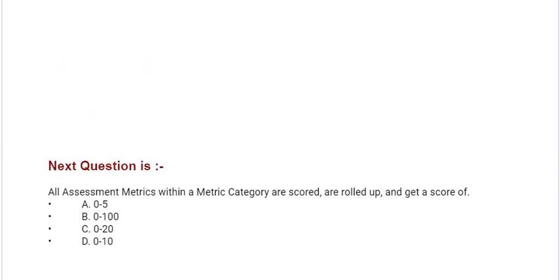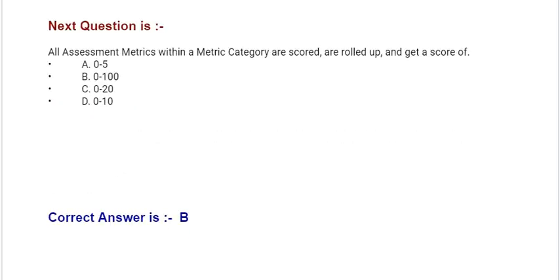Next question is, all assessment metrics within a metric category are scored, rolled up and get a score of option A, 0 to 5, option B, 0 to 100, option C, 0 to 20, option D, 0 to 10. Correct answer is option B.